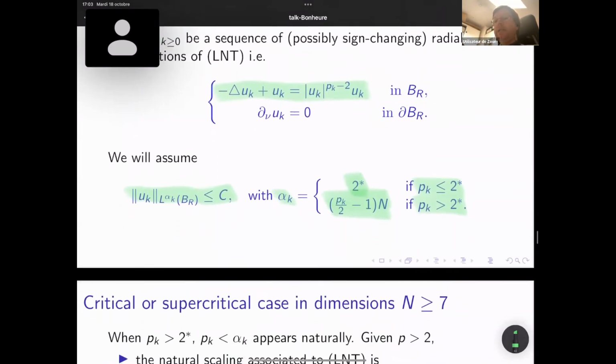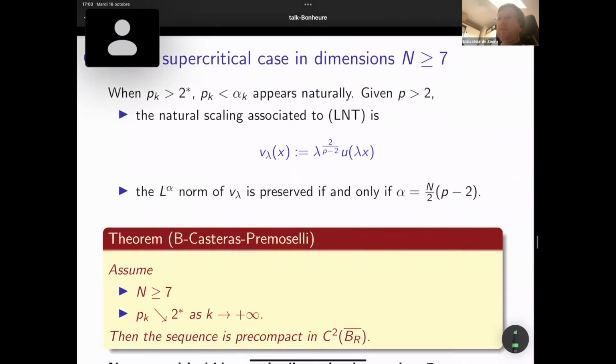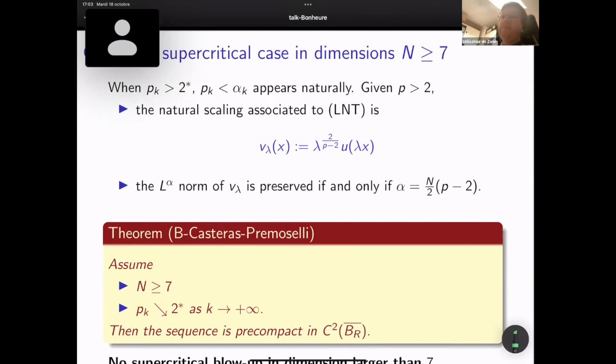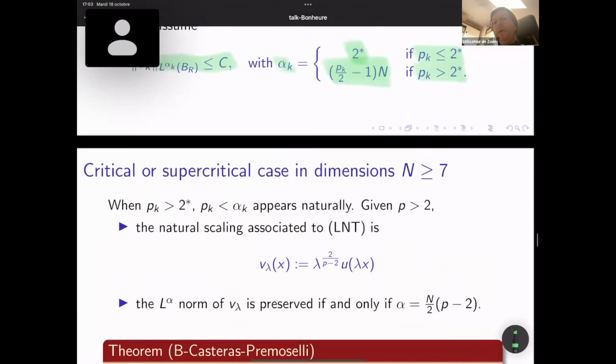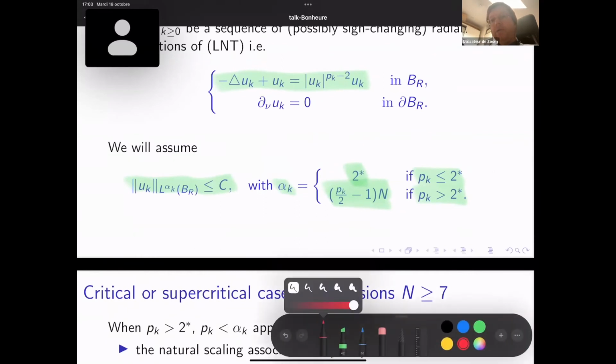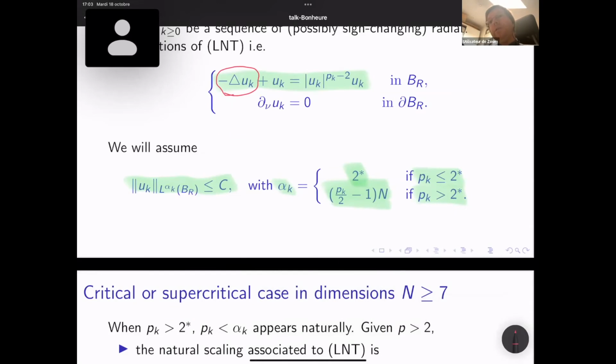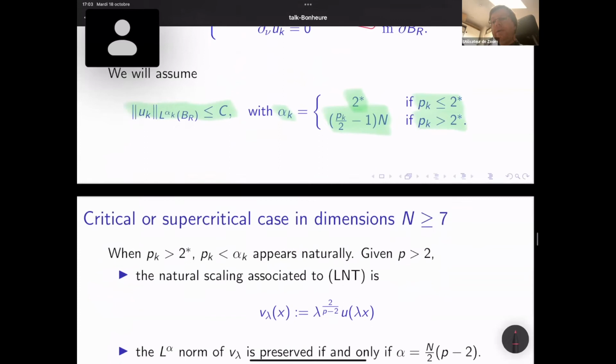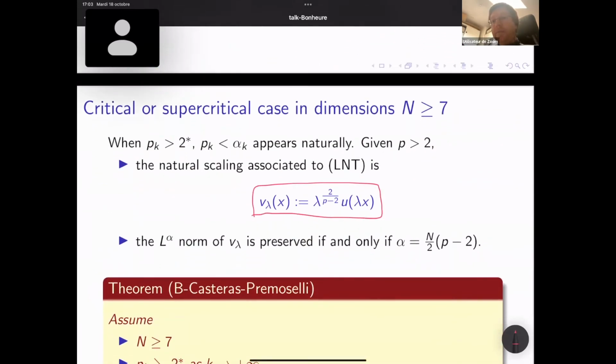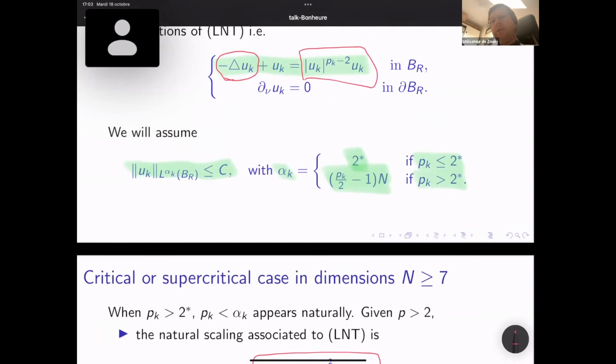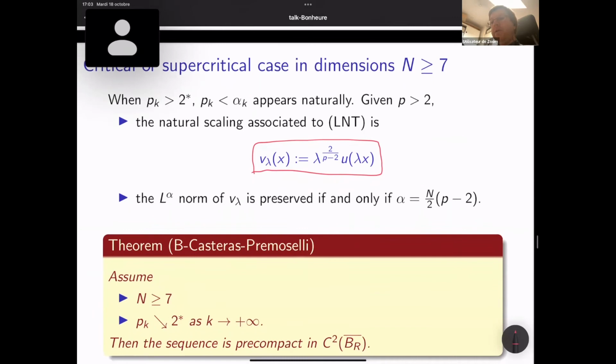Let me comment on this exponent, and I think those who are acquainted with supercritical equations know what I mean. When you look at this Lin-Ni-Takagi equation, you have a natural scaling, at least for the operator minus Laplacian and this pure power nonlinearity. If you scale your solution like this, then you preserve the equation, at least forgetting about the linear term for the moment. You also preserve a norm, exactly the L^α norm with this n over 2 times p minus 2. So it's exactly the norm which is preserved.